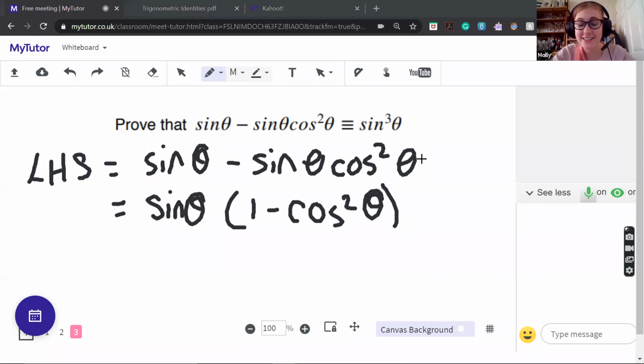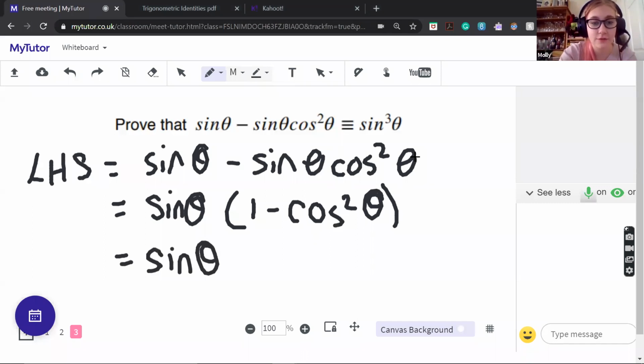Perfect. Someone said, put what is in the brackets as a sine squared theta. You see these same things coming up again and again. So this is then sine theta, lots of sine squared theta.